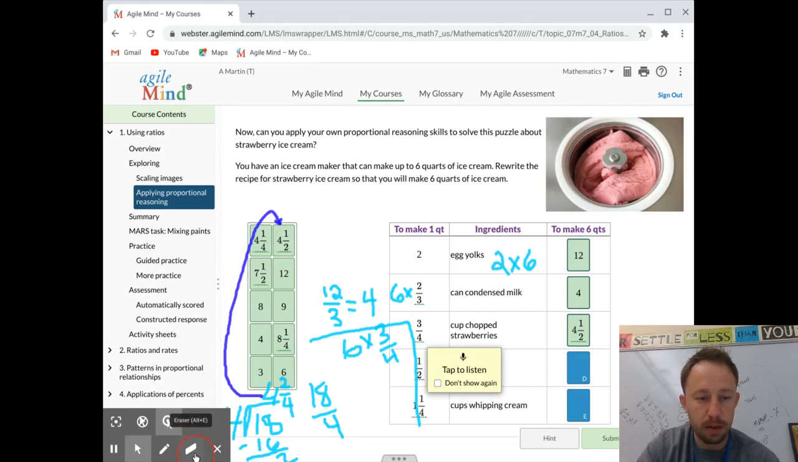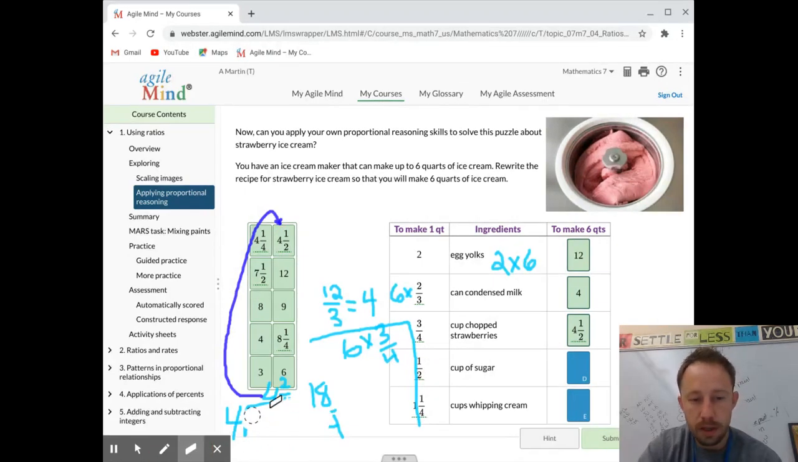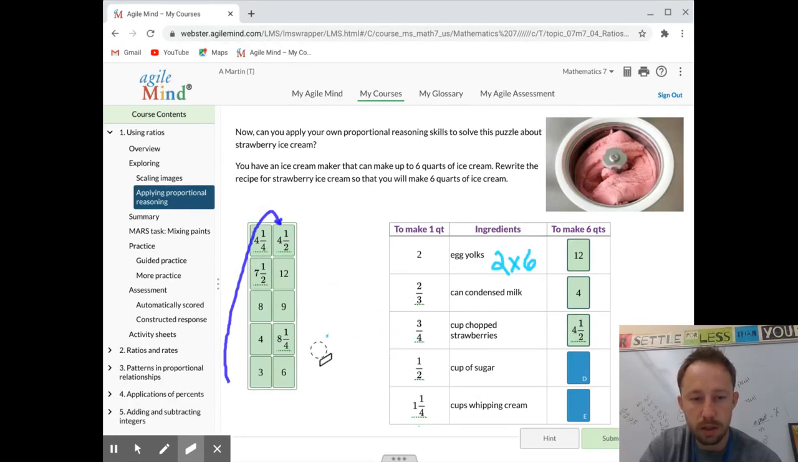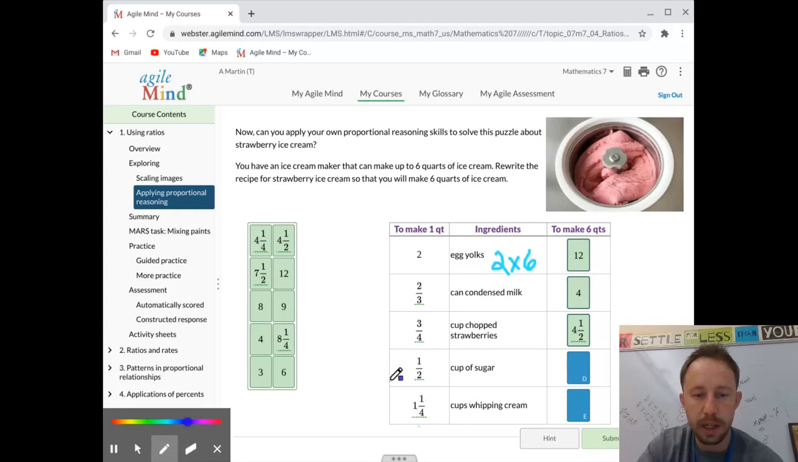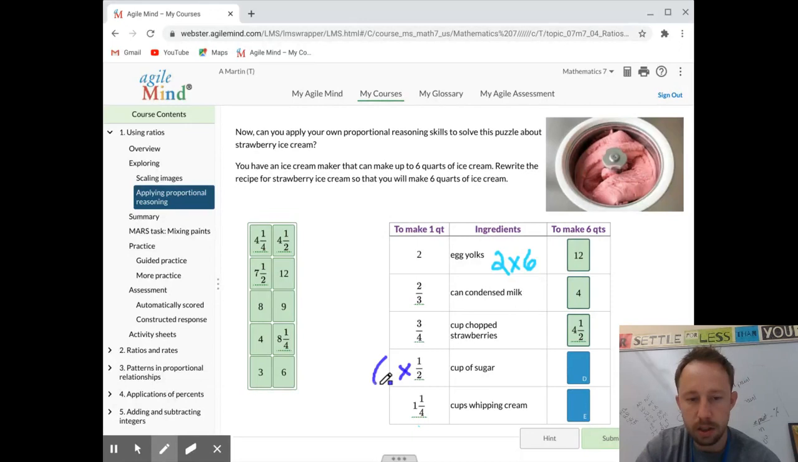And I'm going to get us some more room. While we're getting some more room, I'm going to see if Miss Faith can help us. Faith, how could we figure out how many cups of sugar we would need? What have we done to every one of these? Times. That's right. What have we been multiplying it by? 6. Good. So what is half of 6?